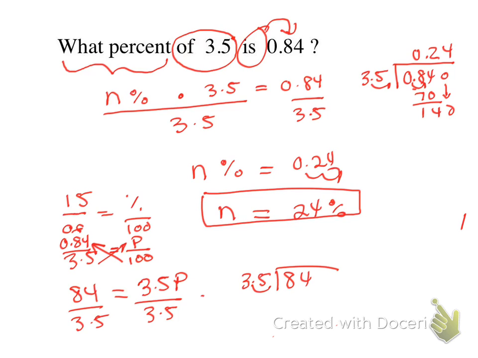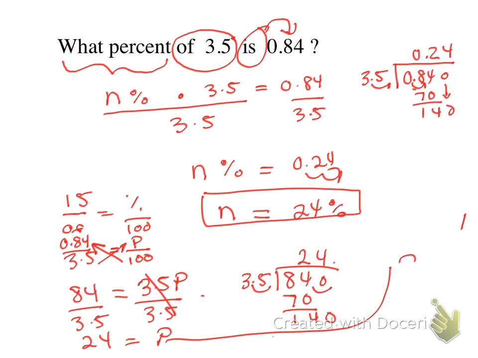Remember, I've got to move it over once. I've got to move the decimal over once. And so 35, it goes 2 times. 70, I have a remainder of 14, and it goes 4 times. And there, 24 is equal to the percent. Remember, in your answer, you must write 24%, or I will knock you off. Okay, questions? No. Okay. Let's move on to the next type.